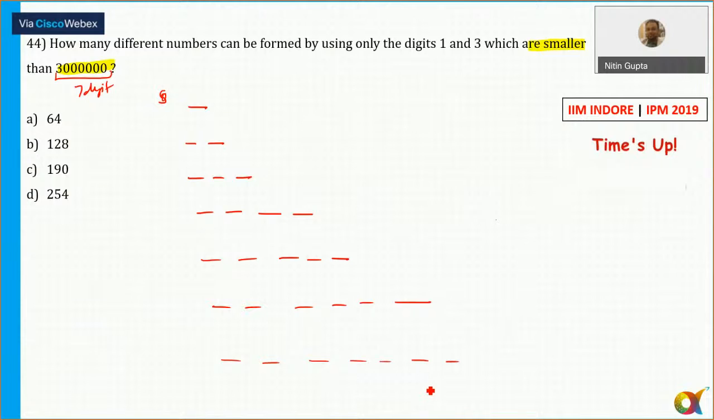If it is a single-digit number, then there are only two possibilities. It can be either 1 or 3, two ways.